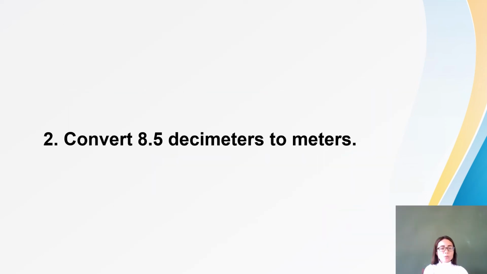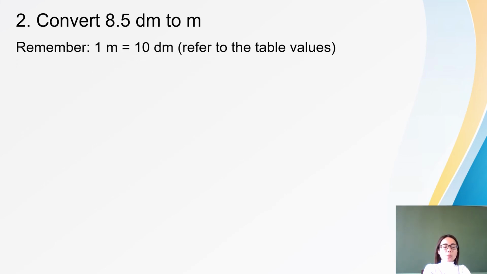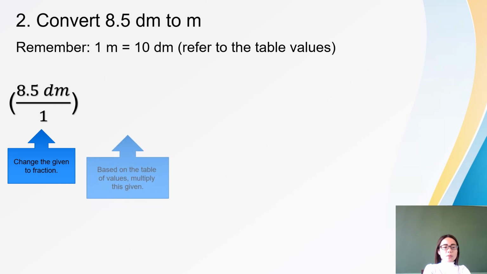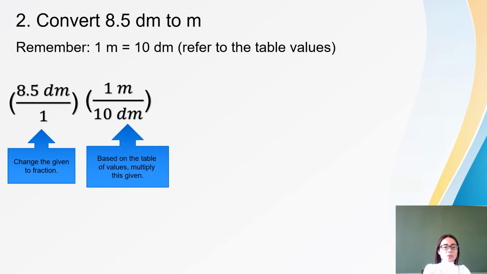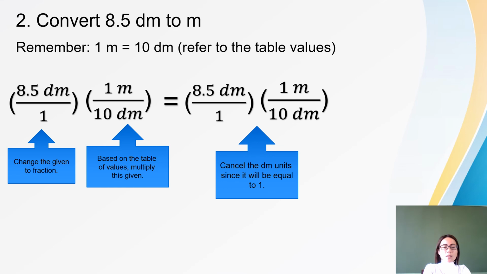For number 2, convert 8.5 decimeters to meters. Remember, 1 meter is equal to 10 decimeters. For the solution, change the given to fraction. Based on the table of values, 1 meter is equal to 10 decimeters. Multiply this given. Next, cancel the decimeter units since it will be equal to 1.